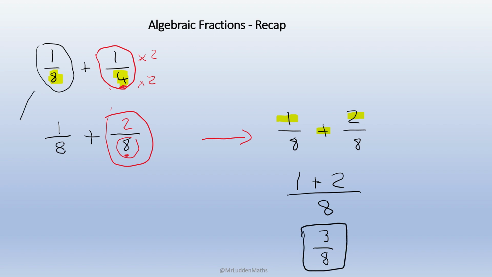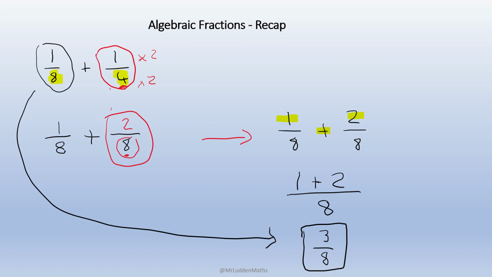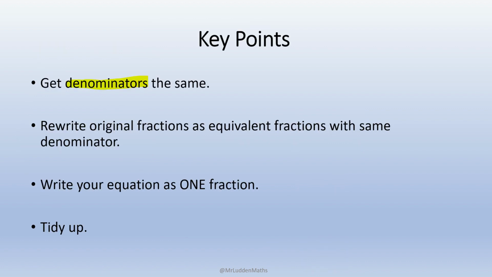Now you could have jumped straight from your first step to your last step. Most of you probably did, but the steps in between are very important. So your key point from that is to get your denominators the same. First of all, we're going to rewrite our original fractions as equivalent fractions with the same denominator. If you look back to this one here, that's exactly what I did in my second step. 1/8 plus 2/8 has the same denominator, and 2/8 is equivalent to your 1/4 up on top here. So as equivalent fractions, that's what I'll underline there.